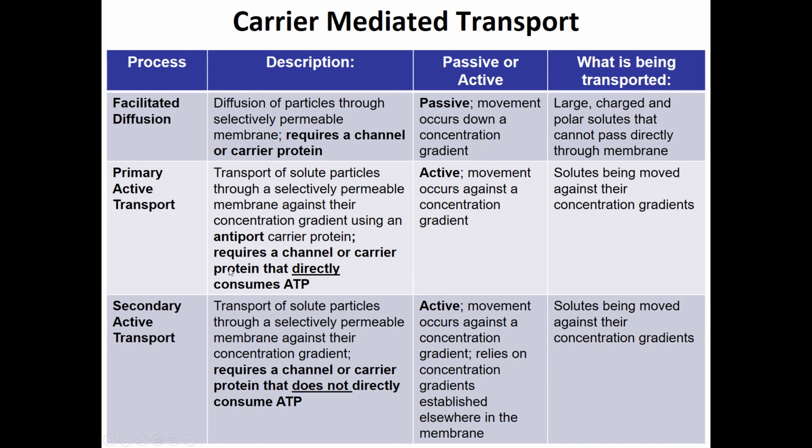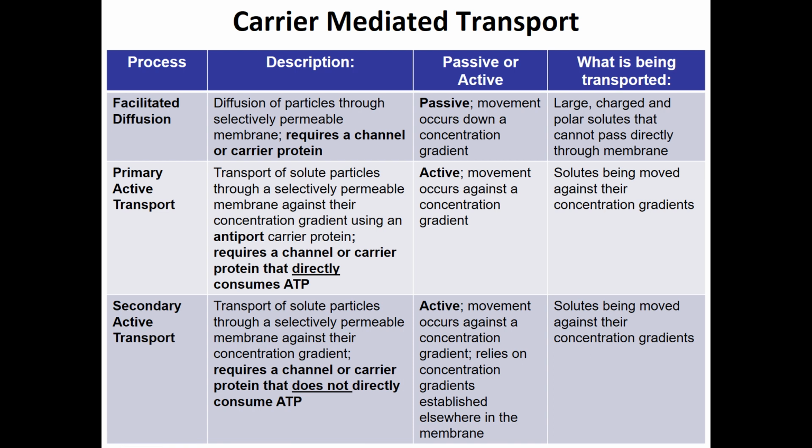The next mechanism we look at is secondary active transport. This is going to be the transport of solute particles through their selectively permeable membrane against their concentration gradient. Again, it's going to require a channel or a carrier, but the difference is that this one does not directly consume ATP. So it is going to be active, and this is what's tricky, is that even though it doesn't directly consume ATP, you're still using movement of some kind of a solute against its concentration gradient.